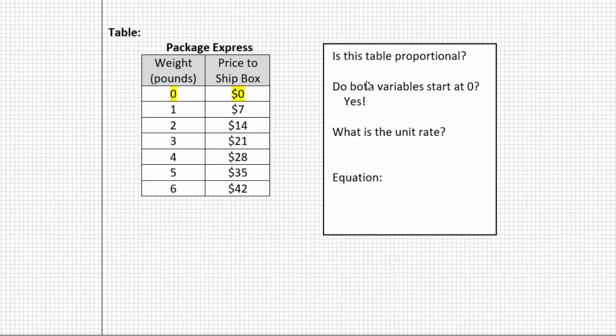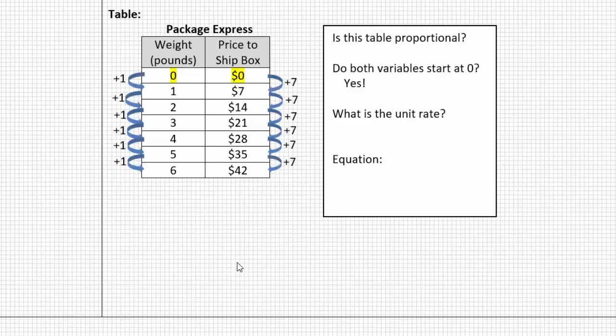If you said that the variables both start at 0, I'd agree, because we can see when the weight is 0 pounds, it costs $0 to ship the package. That makes sense. So can we now analyze our table to figure out what the unit rate is? It might be helpful to look for a pattern in how much the price is increasing and how much the weight is increasing.